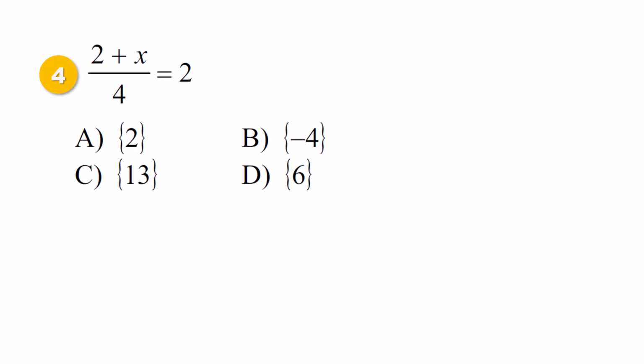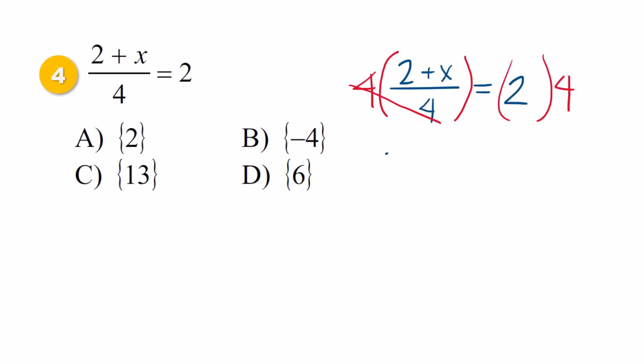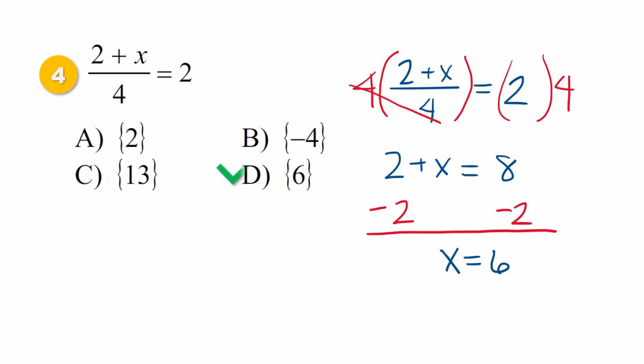Another one of these weird little fraction problems, you need to clear that fraction first, multiply both sides by 4. And when the numerator just comes down, so we end up with 2 plus x equals 8, subtract 2 from both sides, our answer is 6.